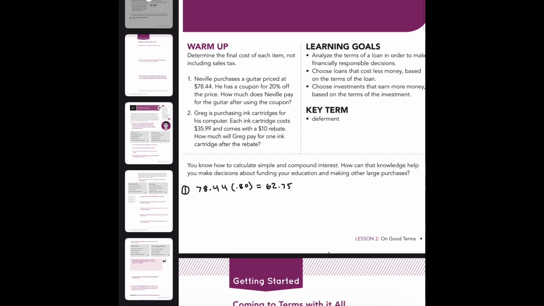And then for number 2, Greg is purchasing ink cartridges for his computer. Each ink cartridge costs $35.99 and comes with a $10 rebate. How much will Greg pay? So in this case, we're not taking a percentage off. We're just subtracting $10 from the total. So this one's a little more straightforward.